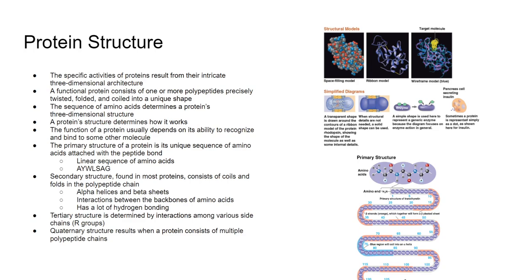The quaternary structure is when a protein consists of multiple polypeptide chains, so just multiple of those polypeptide chains joining up together to create one big quaternary structure. So quaternary and primary, I think, are probably the easiest ones because quaternary is just a bunch of polypeptides, and the primary structure is just the sequence of amino acids. So those are probably the two easiest ones to remember out of these structures.